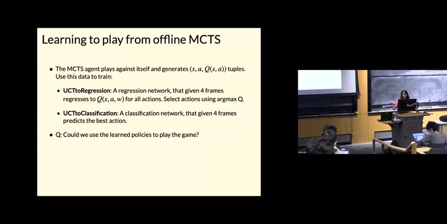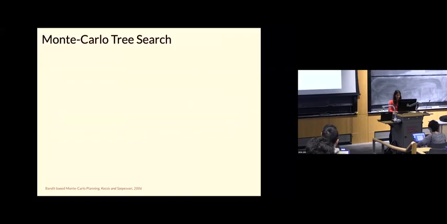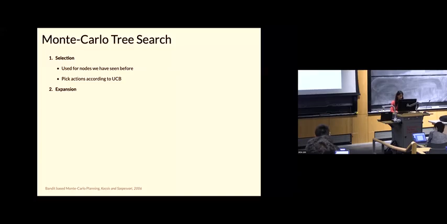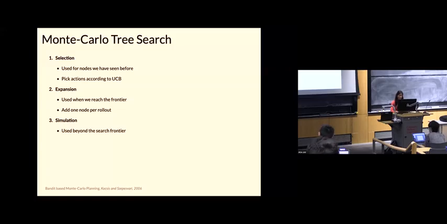Okay, so let me remind you what Monte Carlo search is, and maybe you have questions afterwards. Monte Carlo iterates between the following stages. It selects actions within what we call the tree using the UCB criterion. Once it reaches the frontier, it expands. It selects a new node, so the tree is expanded by one node, one state per rollout, per trajectory. After it reaches the frontier, it just plays randomly till the end of the game.